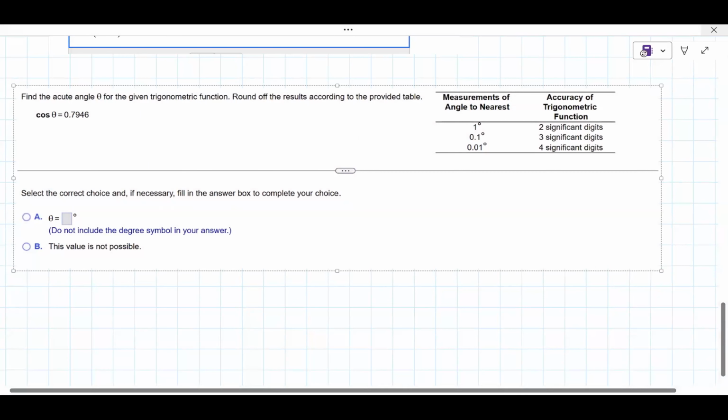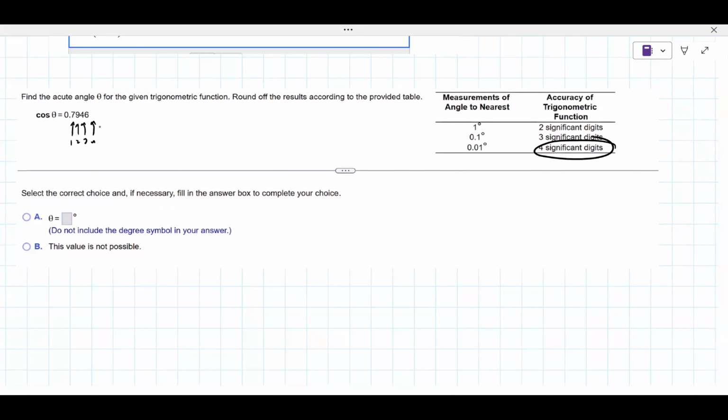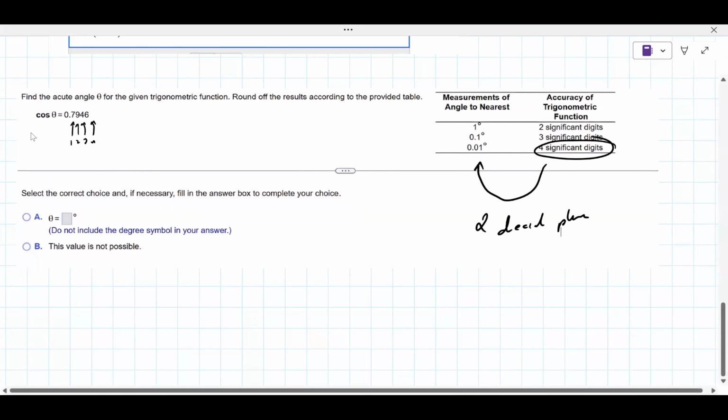This one's different. They're not giving you the angle. They're giving you the answer to, and I guess Embry-Riddle emphasizes this is 1, 2, 3, 4 significant digits. So that means our answer is going to go to 2 decimal places like that. Okay. So how do we solve this?